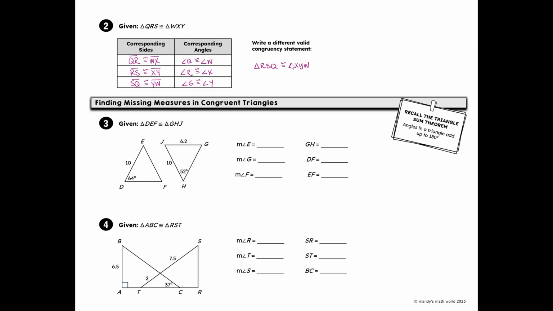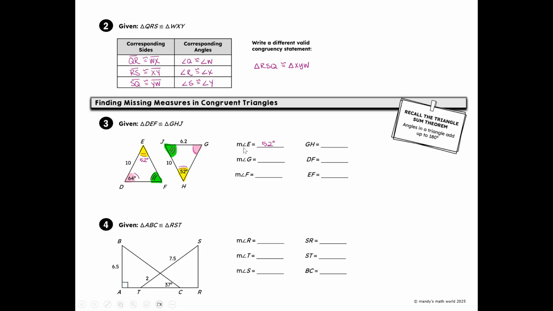In number 3, we are given that these two triangles are congruent, and our congruency statement tells us that triangle DEF is congruent to triangle GHJ. We're asked to find these missing angle measures and these missing side lengths. So first we know that angle D is congruent to angle G, right? Because they're both in the first positions. We know that angle E is congruent to angle H. They're both in the second position. And we know that angle F is congruent to angle J. They're both in the third position.